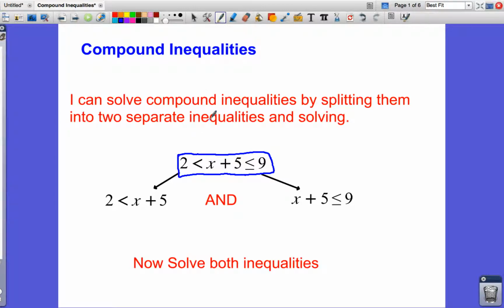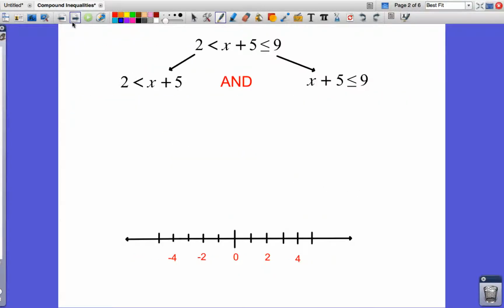So what we want to do is figure out what x is in between. I need to separate this compound inequality into two separate inequalities. I take this middle piece right here and I move it over, so it is included in both sides. So this becomes 2 is less than x plus 5, and also x plus 5 is less than or equal to 9. Now that I have these two separate inequalities, I get to solve.